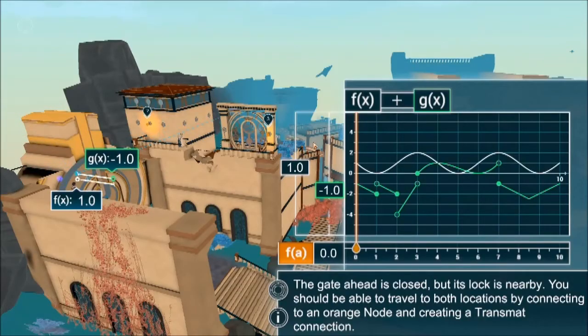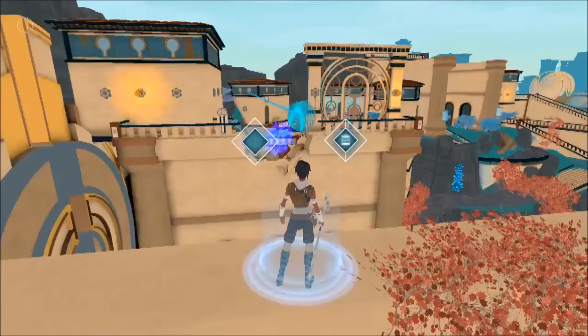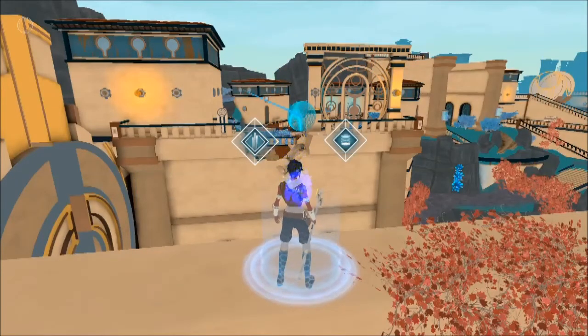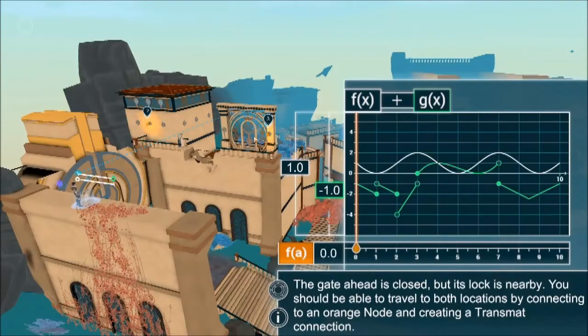Yeah. So the gate ahead is closed, but the lock is nearby. You should be able to travel to both connections by doing that. So we'll do that puzzle. There we go.